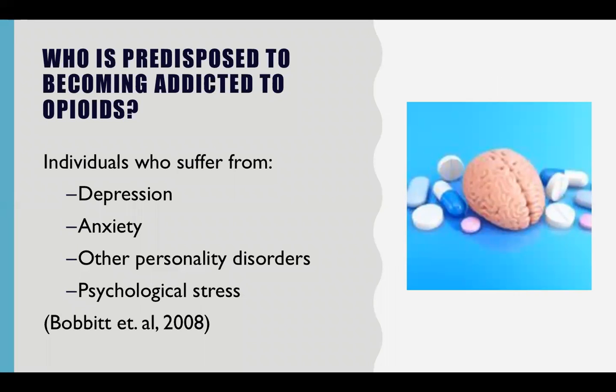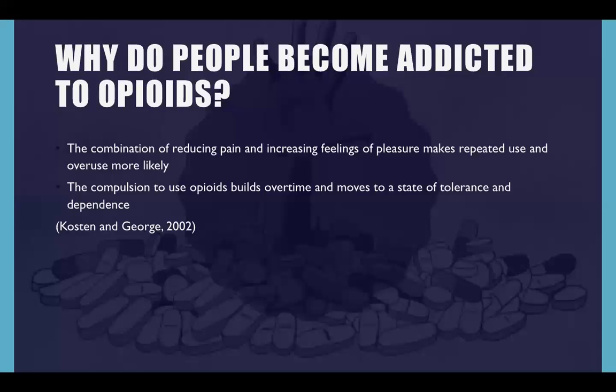Individuals who suffer from depression, anxiety, personality disorders, or psychological stress all have an increased risk of developing an addiction to opioids. Individuals are more likely to repeat use due to a combination of reducing pain and creating feelings of pleasure. Over time, a compulsion to use opioids occurs and moves to a repeated use, to tolerance, and dependence to opioids.